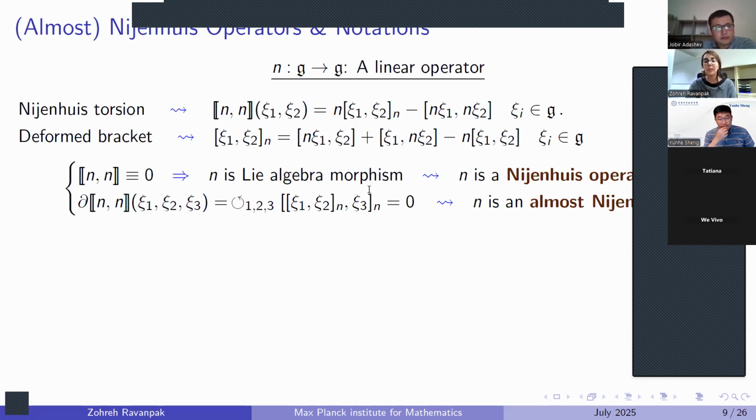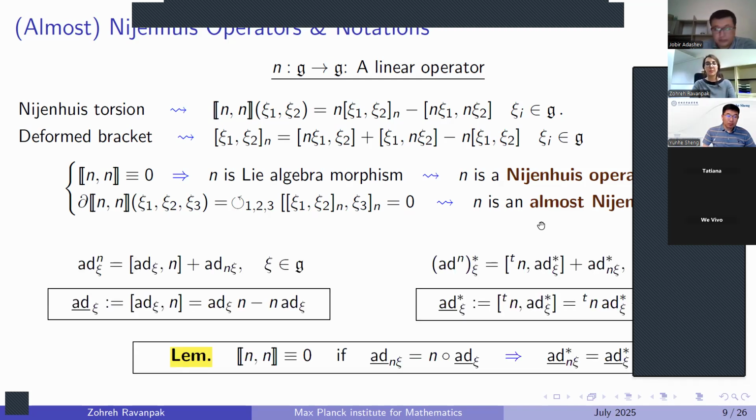What I want to mention here is that there are linear operators on G for which this deformed bracket is a Lie bracket, but they are not torsion-free. Actually, the Nijenhuis torsion for them is a 2 cocycle in the cohomology complex defined by the adjoint representation. In this case, we call it almost Nijenhuis, so these are bigger than Nijenhuis structures.